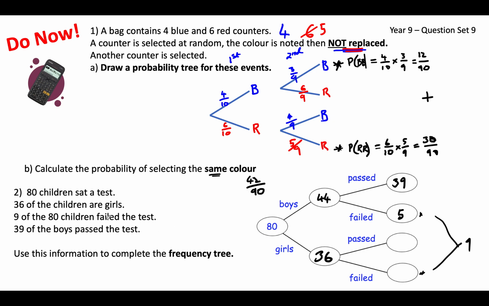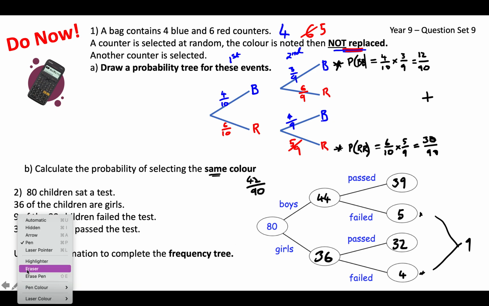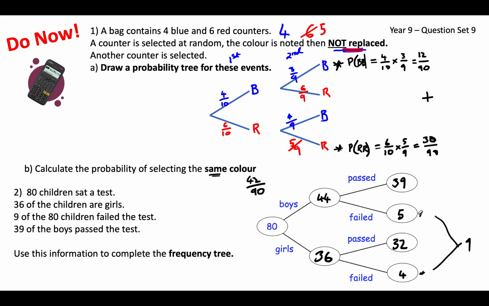And using that bit of information I had before, I know that this failed lozenge and this failed lozenge add up to 9. So that must be 4, because 5 and 4 makes the total of 9 people that failed. And of course we know that these two bubbles here add up to this one. So that must be 32. Okay, and just for a bit of neatness, I'm going to get rid of these marks that I put over here. There we go, there's my frequency tree.